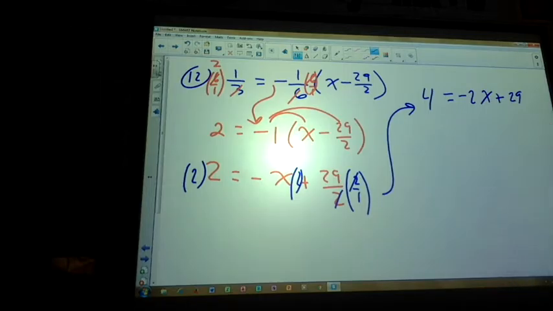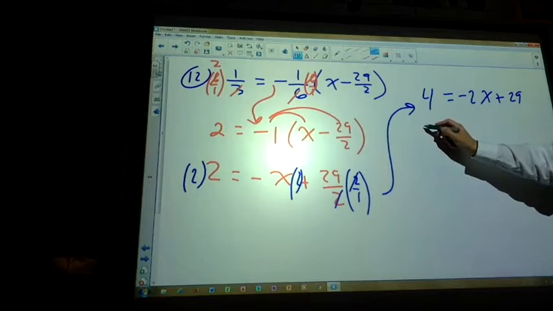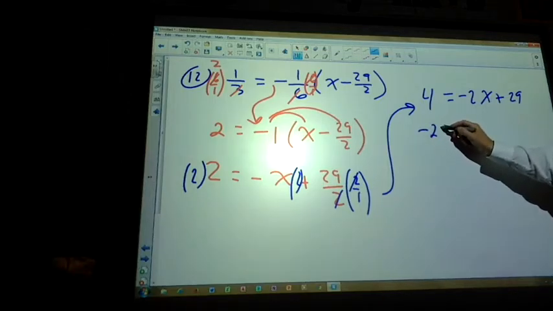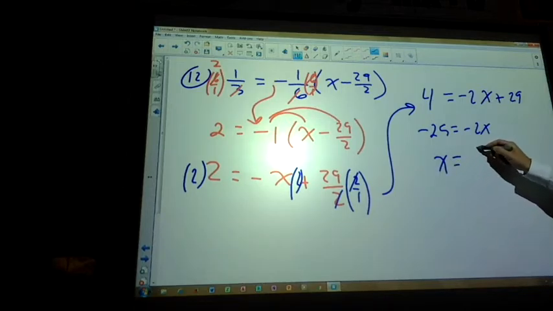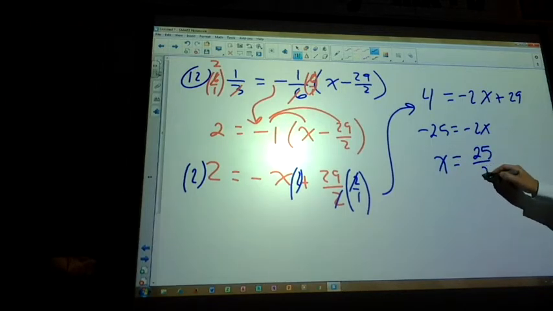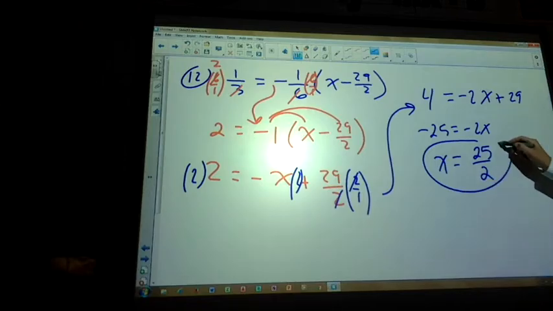So we had to multiply by the denominators twice. And then on here, I subtract 29, so that's what? Negative 25 equals negative 2x. So x is equal to positive 25 over 2, which is your reduced fraction. It happens to be positive. Didn't you do like 12 and 1/2? Yeah, I don't think that's the better answer, but yes, you could.